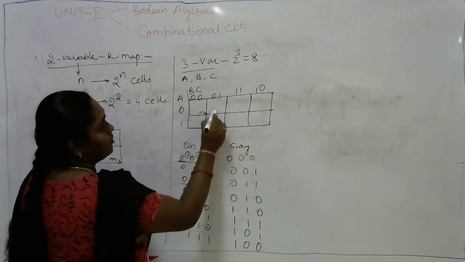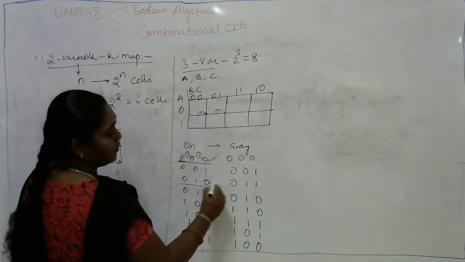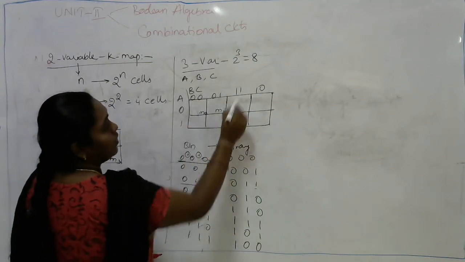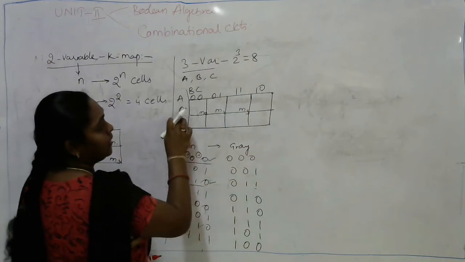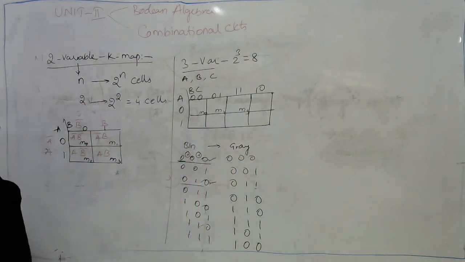0 0 1. This is M1. So for 0 it is 0, for 1 it is 1. But for 2 it is 3. So 0 1 1, so it is 3. That is the reason whatever the sequence which we are writing on the K-map is a gray code sequence.